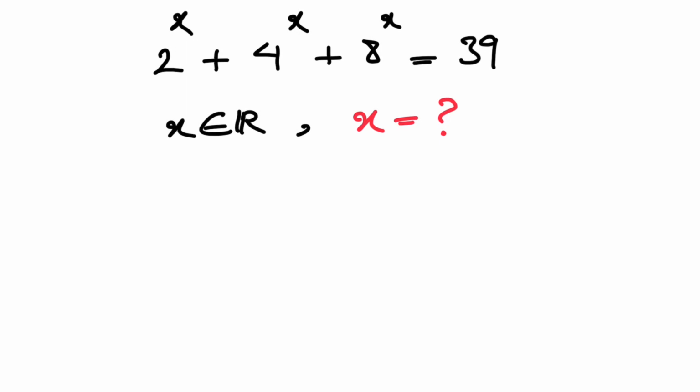This is going to be an interesting one. We have 2^x + 4^x + 8^x = 39. We know our x belongs to the real numbers, and we have to figure out the value of x.